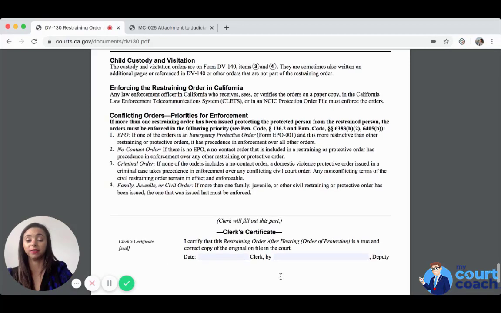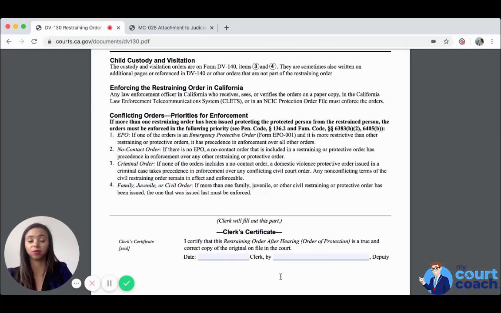And then custody and visitation. The forms is the DV-130, items 3 and 4. They are also sometimes written on additional pages or referenced in the DV-140 or other orders that are not part of the restraining order. So enforcing the restraining order in California, a law enforcement officer in California who receives, sees, or verifies the orders on a paper copy, in the California Law Enforcement Telecommunications System, or in an NCIC protection order file must enforce these orders.